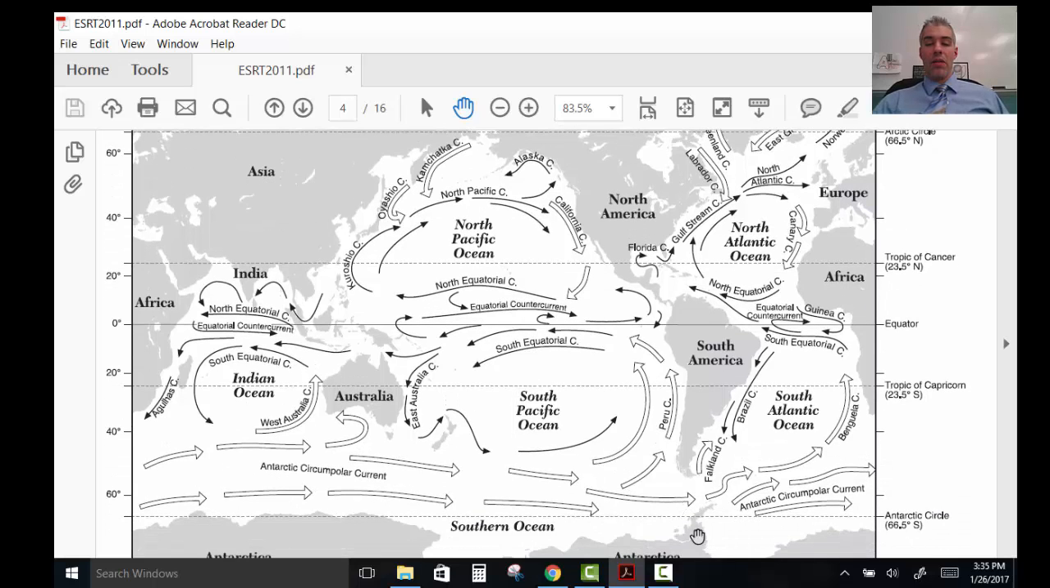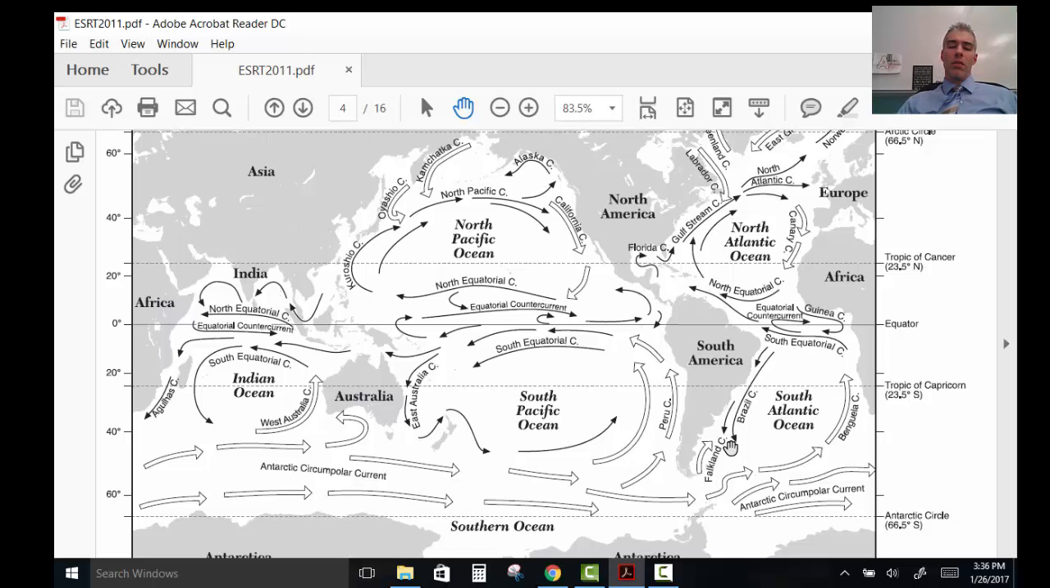They could ask you about what type of current affects the west coast of South America, and you'd say the Peruvian current. You want to know the characteristic of it is that it is a cold water current. How about the east coast? Well, it's the Brazilian current. It's a warm water current.